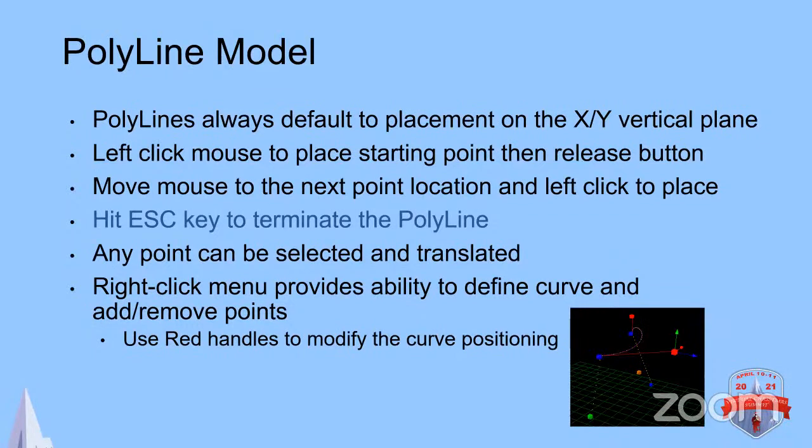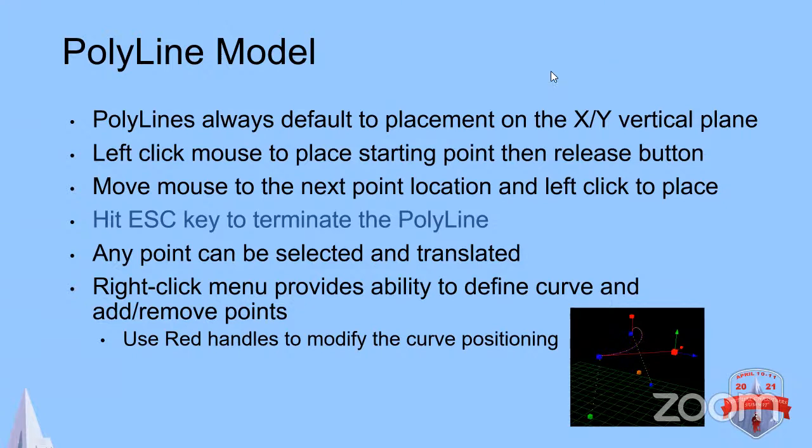Okay, the polyline's an interesting one. They will always draw initially on the XY plane, just like a single line. It's a little bit different than placing a single line. You click and let go. That places the initial point. Then you start moving your mouse, and when you click again, it places the next point. Every time you click, you get a new point.